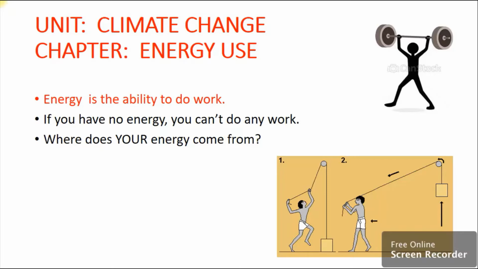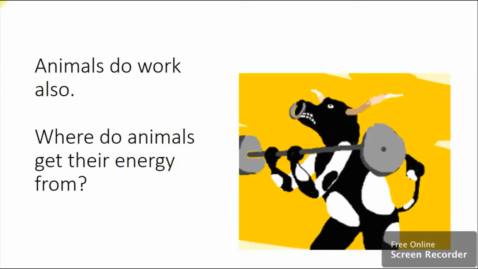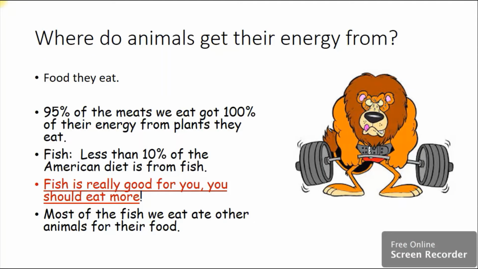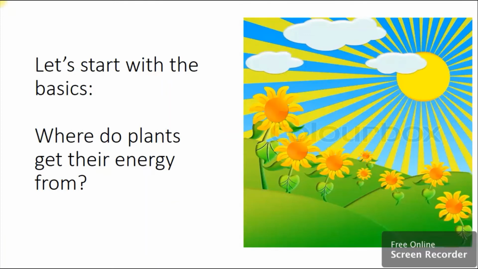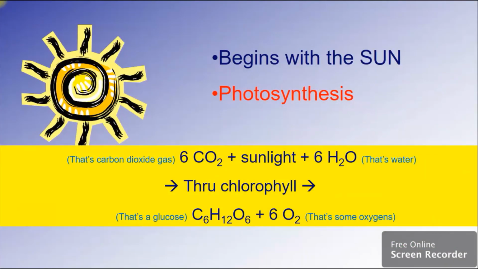And this should be very familiar to our physics class. Energy is the ability to do work. Yes, it is. Where do you get your energy from? We all know this, the food you eat. And there are 2 basic types of food we eat, plants and animals. Where do animals get their energy from? Animals get it from the foods they eat. Where do plants get their energy from? We just mentioned this. Photosynthesis, yay!